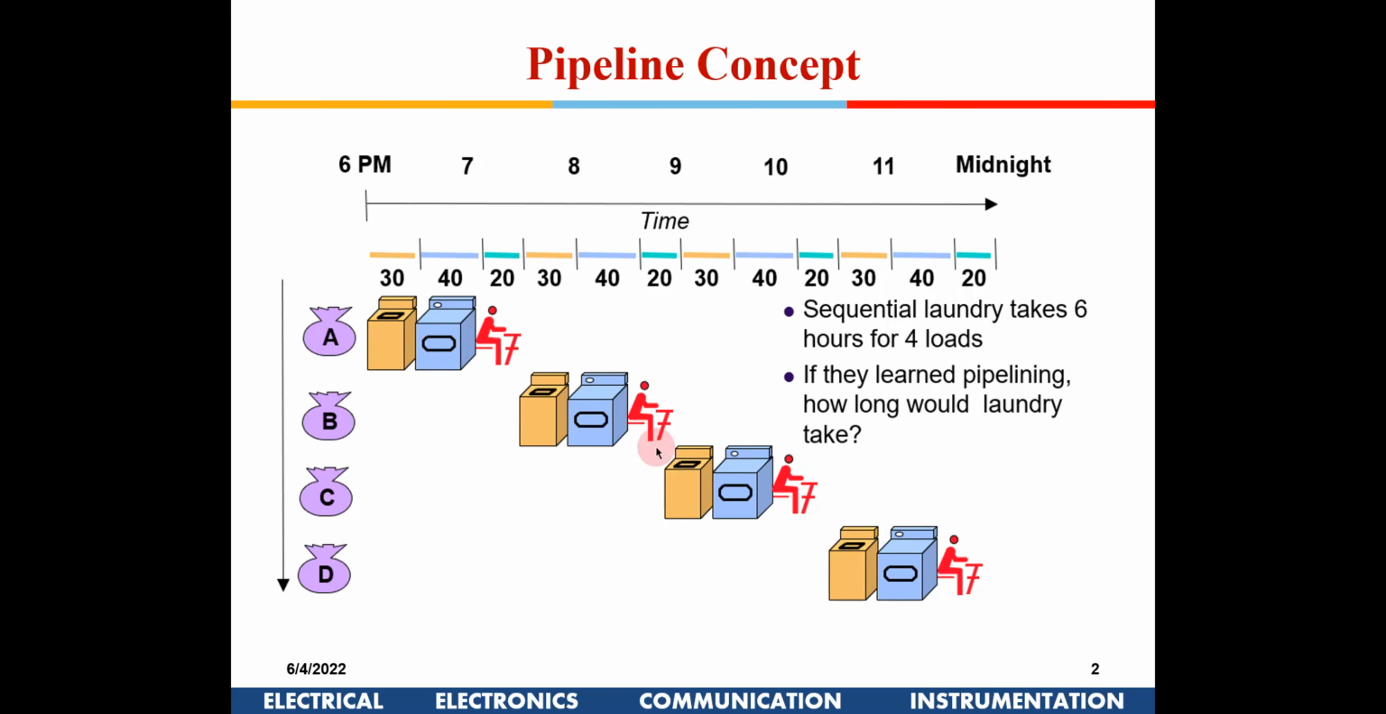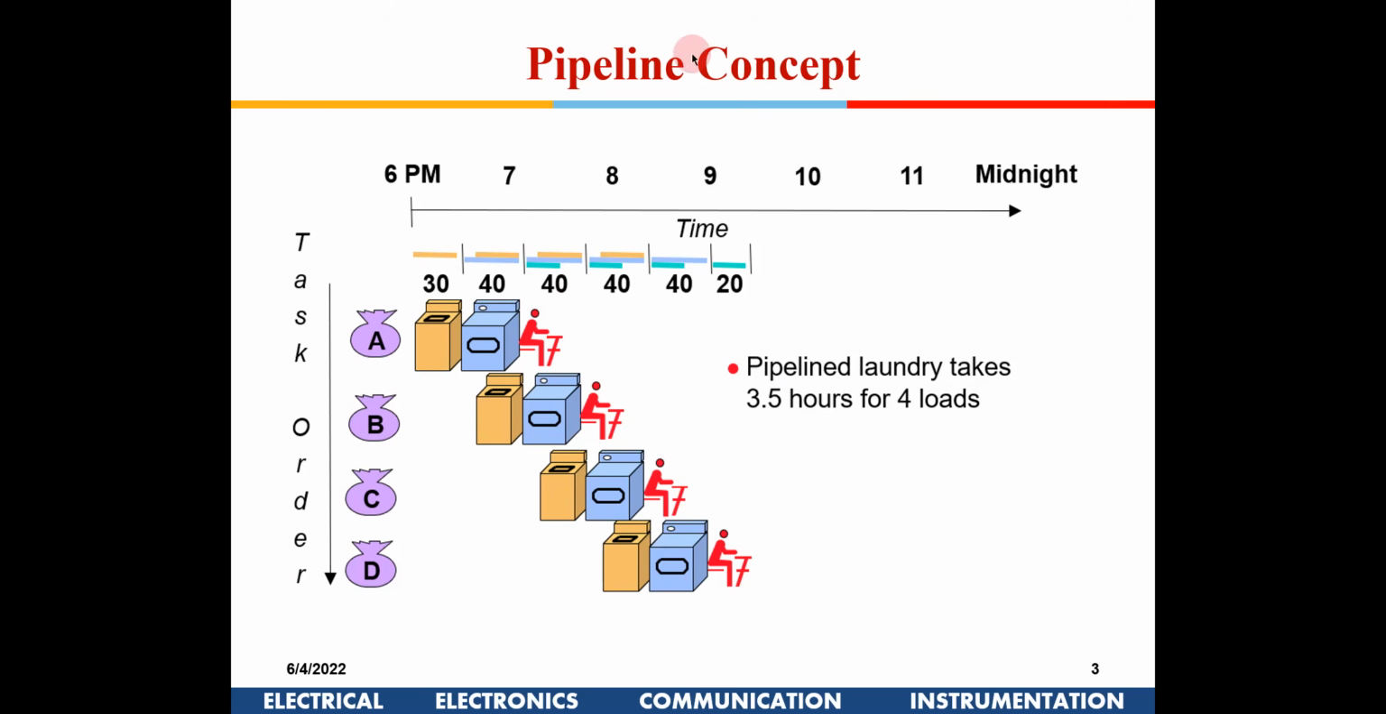So the total time required for the completion of this task would be 1.5 into 4, so it would take 6 hours. So if you start at 6 p.m., you are going to finish somewhere around midnight. And now if you see here, what is the pipelining concept?